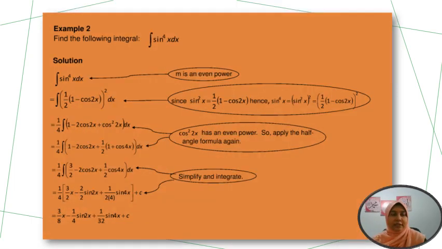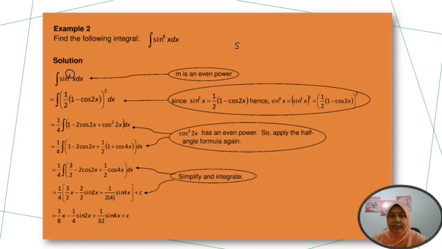Okay, let's look at the second example. How to integrate sine x to the power of 4 with respect to dx? We know that the power of sine x is 4, and 4 is an even number. So m is an even number.